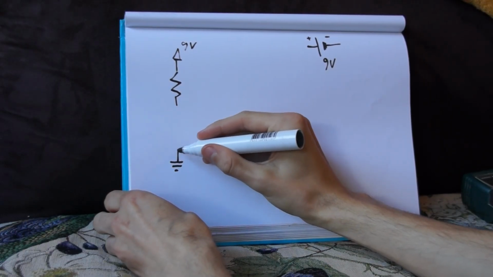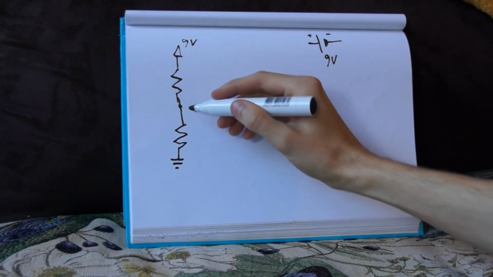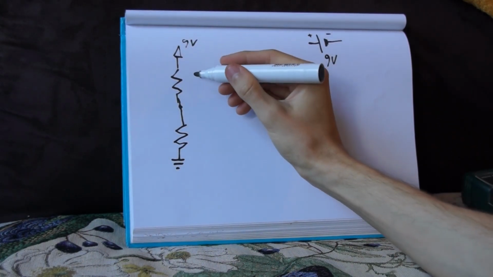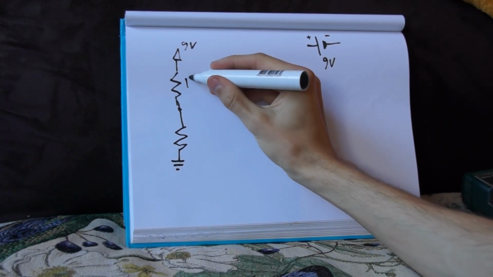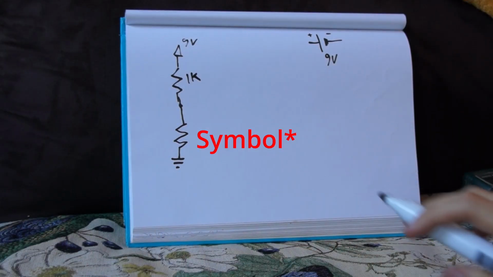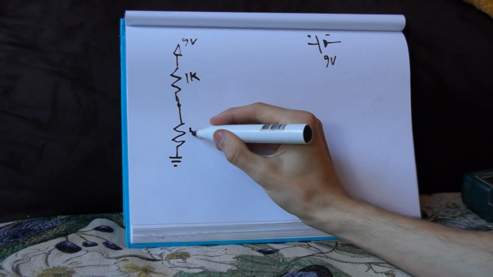If I place two resistors like so, then the resistance of the whole circuit will add up the resistances of these two resistors. I should also write down the values of these resistors. Let's say this one is 1k ohms. You never write down the ohms because the resistance implies it has ohms.